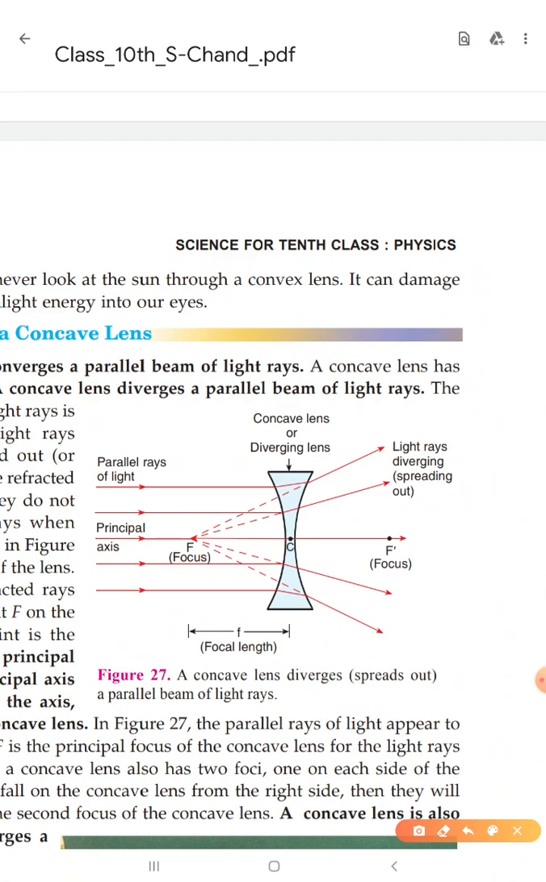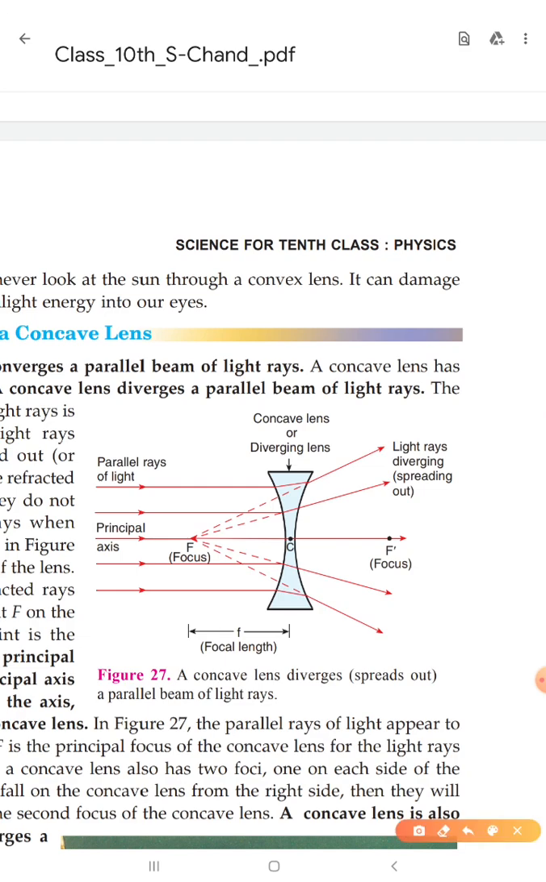As I already told, by the thickness we can compare the lenses. This is thinner in the middle, and this is thicker at the edges. Now, what is the optical center of this? The midpoint of the lens is the optical center, and the line which passes through that optical center is called the principal axis. These are the points.